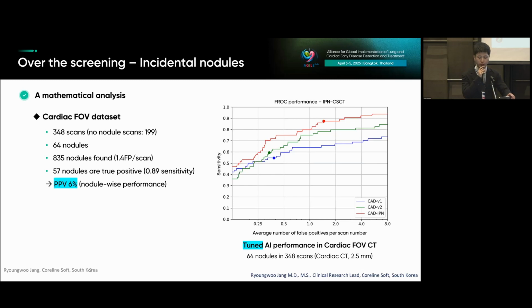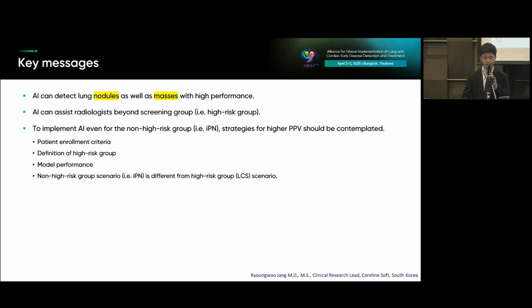Then if we calculate 1.4 false positives per scan with the number of scans, we get 835 nodules. But actually, with 0.89 sensitivity, 57 nodules are true positive. This yields a PPV of 6%. Why does this happen? This is also because of the prevalence of the nodule. As these nodules are found incidentally, the number of nodules is very small, so it has a low PPV. So how can we solve these problems?